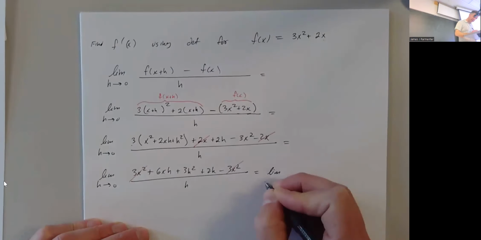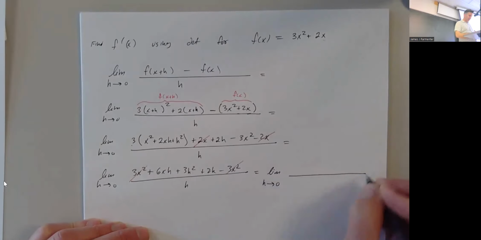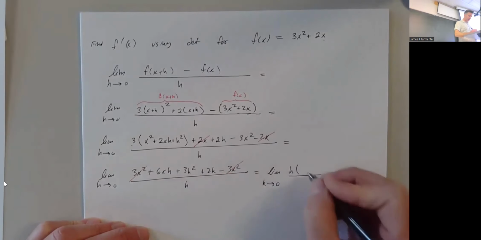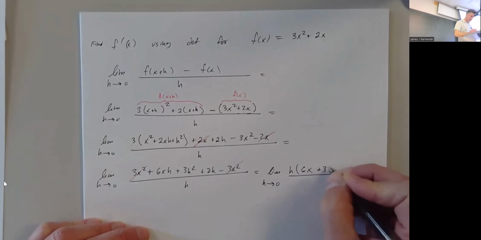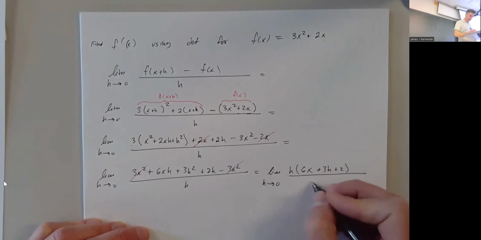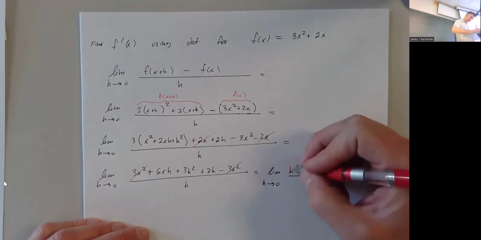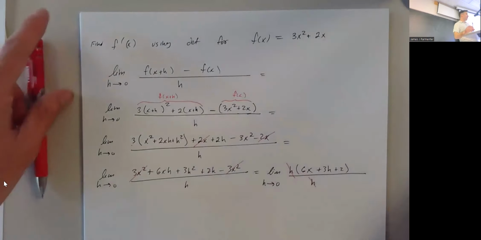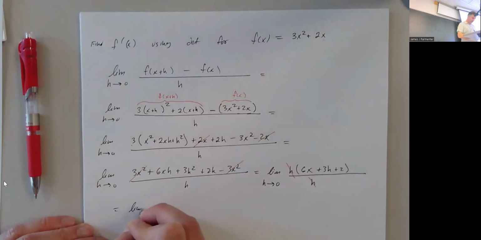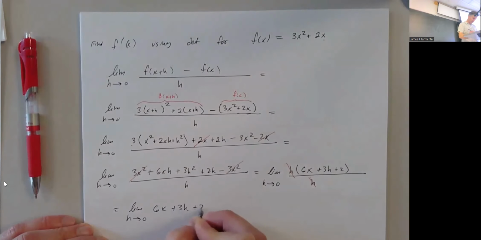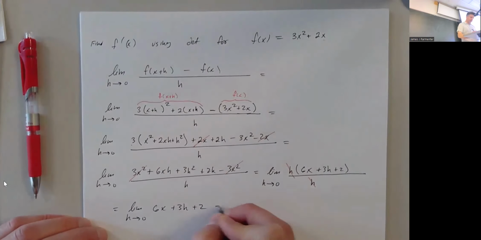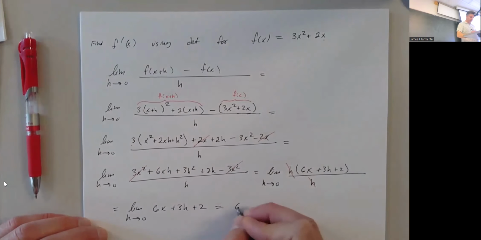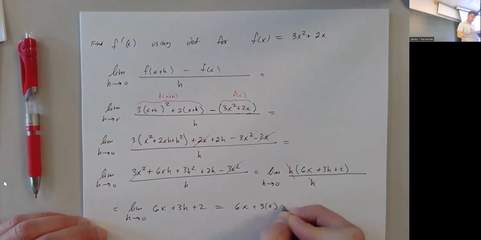I know. Amazing. Limit as h goes to 0, I'm going to factor out 1h from all the terms on top. I've got h times 6x plus 3h plus 2, divided by h. We finally get to say h divided by h is 1. We get rid of that bottom h, which is always the thing that's causing a problem. And we're going to get the limit as h goes to 0 of 6x plus 3h plus 2. And then in the final step, we have to plug in 0 for all the h's, which just leaves us with 6x plus 2.